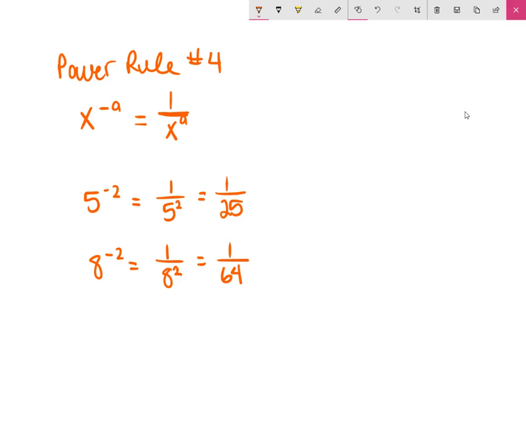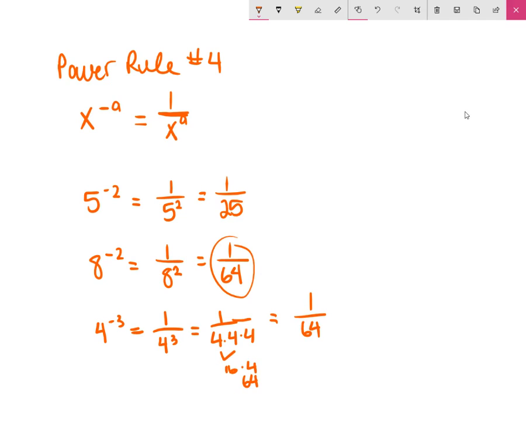Just one more. Let's do 4. 4 to the negative third power. 1 over 4 to the third power. And remember, 4 to the third power is 4 times 4 times 4. 4 times 4 is 16. 16 times 4, that's actually 64. So we got 2 representations of 1 over 64.